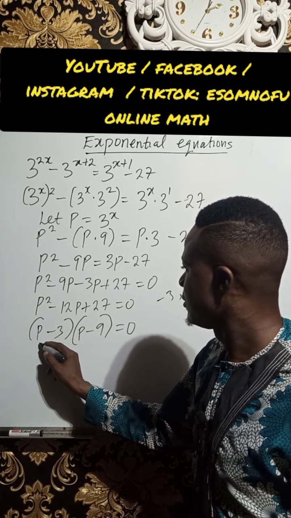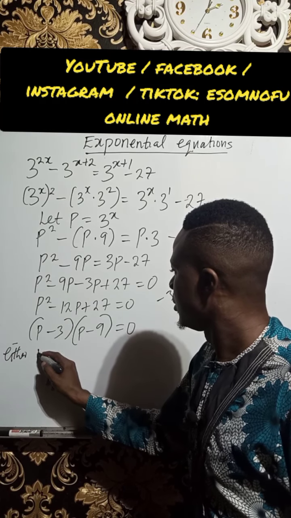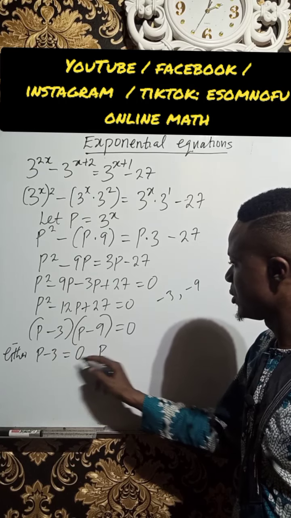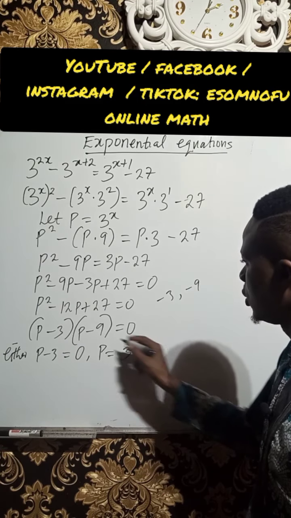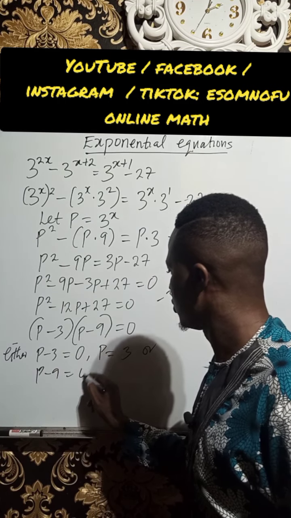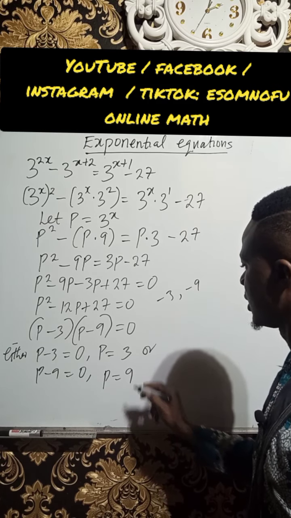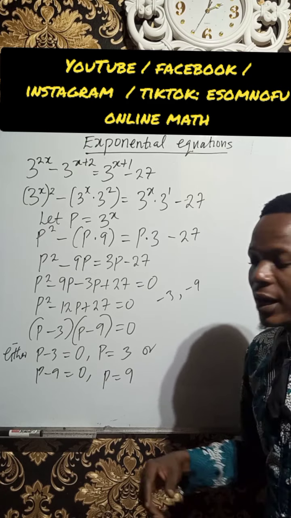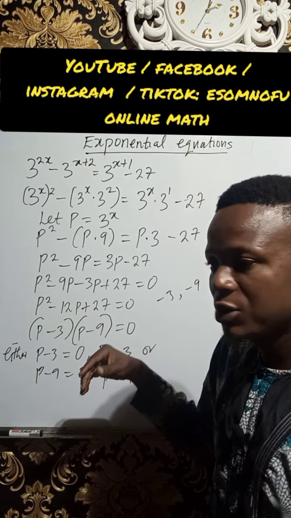Solving this, we have the first one, either p minus 3 is equal to 0. Then minus 3 crosses over, it will give us just 3. Or take the second one, p minus 9 is equal to 0. When minus 9 crosses over, we'll have just 9. So we've got values for p, but we're not looking for p. We're asked to get the value of the letter x. So let's clean up here and continue.